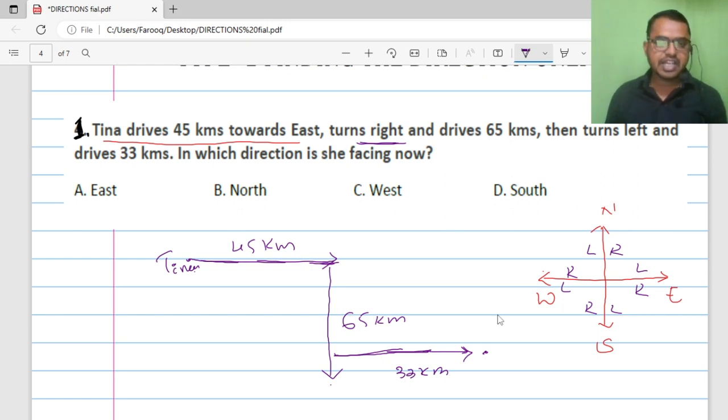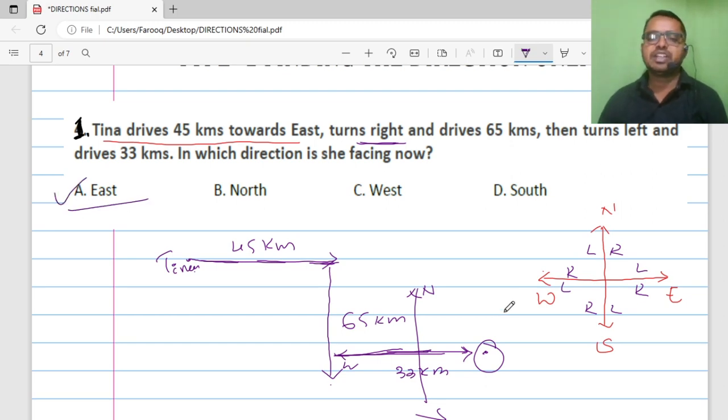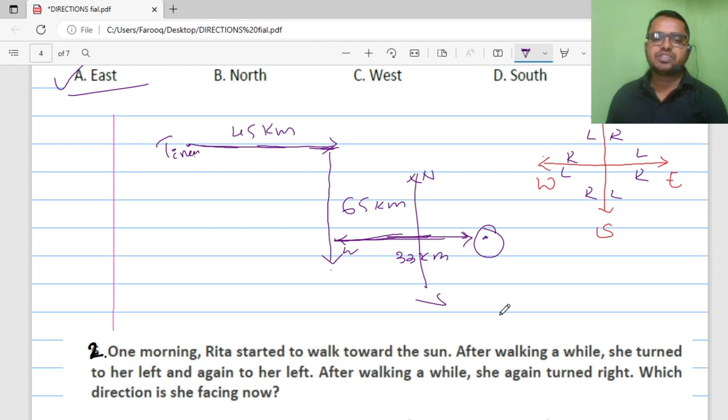Now she is in which direction? See here, this is north, south, this is west, this is east. So option A is correct. She is facing the east direction. Tina is facing east.